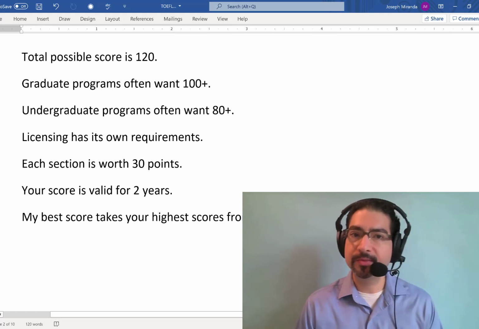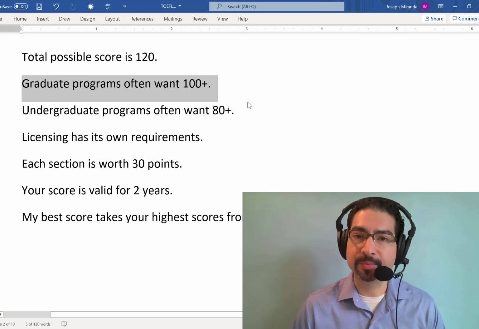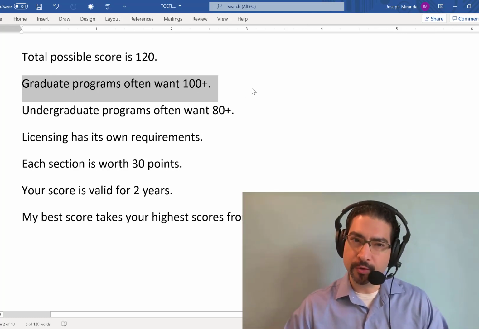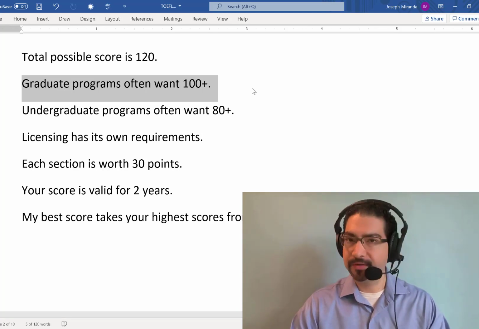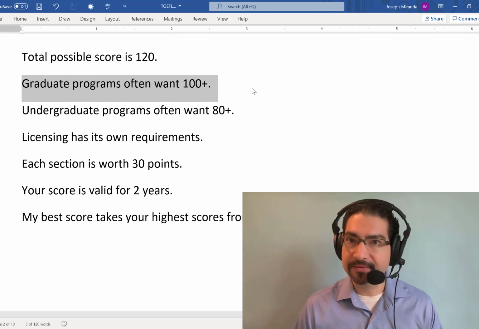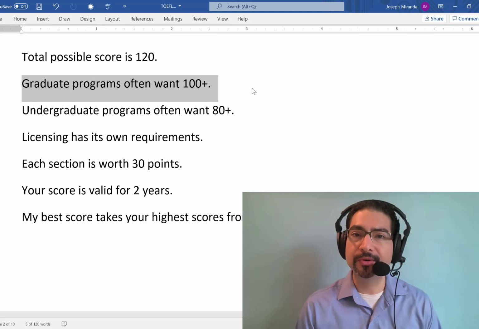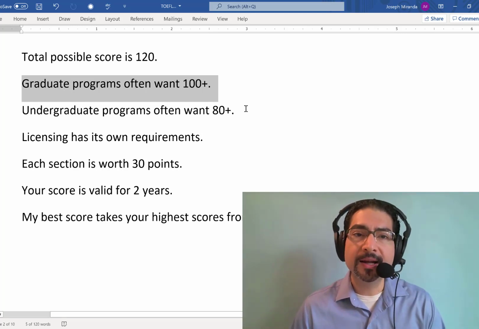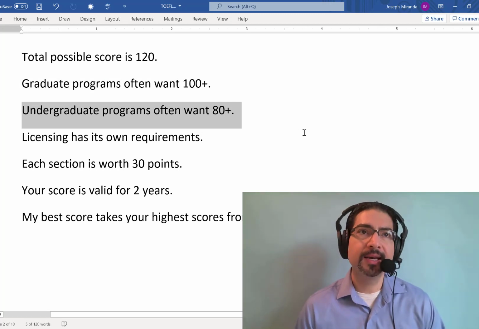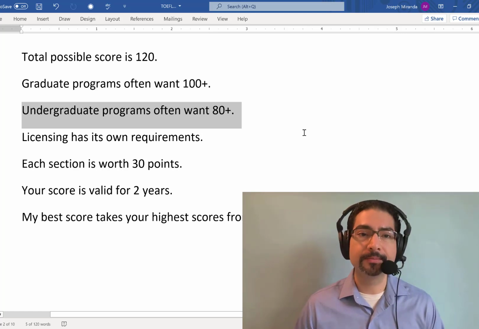The total possible score is 120. Most graduate programs often want 100 plus. 100 plus is kind of a magic number for anybody who wants a top score. It's really good because it shows a high level of English that can succeed in a PhD program, so you're going to be good with that score. For undergraduate schools, you want a bachelor's degree, an 80 plus. That's good. That's like equivalent to maybe graduating from a US high school. Your English level is strong.